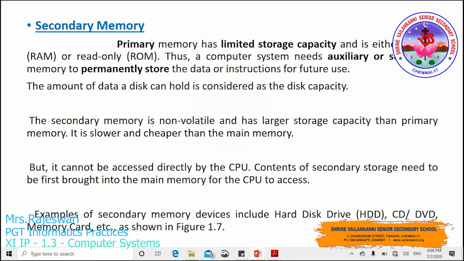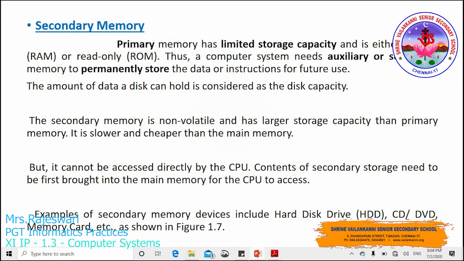Brought into the main memory means, when you connect a pen drive, what will happen? First it will show an indication that a USB device has been connected to the computer, and only when you open that particular drive in My Computer, you will be able to access all the contents. Otherwise you will not be able to access it until you open the particular drive, right? So you have to bring everything into the main memory for the CPU to access.